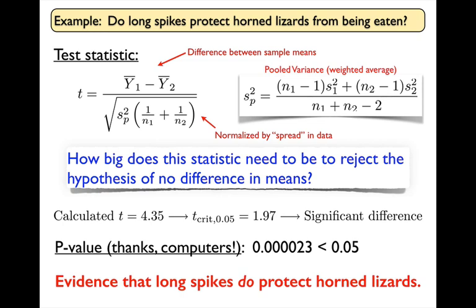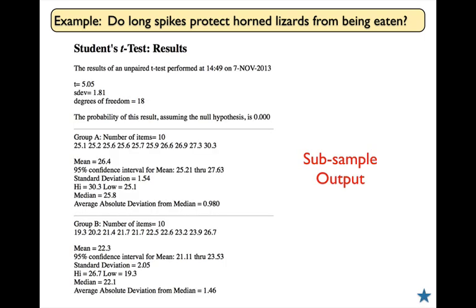Evidence that long spikes do protect horned lizards. Okay, that's what we have. So again, you can use the computer to do this test for you. This is what a sample output looks like. I subsampled the output because this is like 130 something points. I didn't want to put it in point by point. You got a t of 0.5, 0.05. Here's your standard deviation. That's the pooled one. And here, again, it's so small that it just reports 0. It's not actually 0.